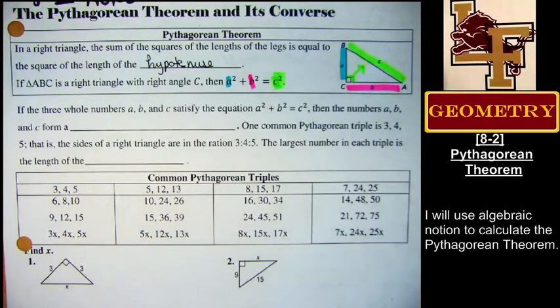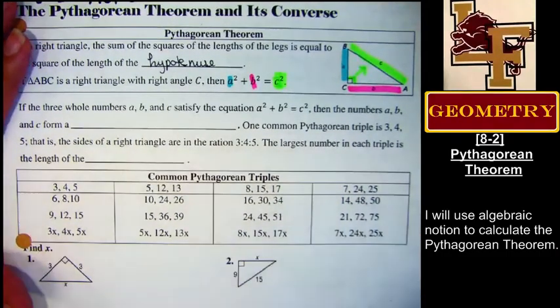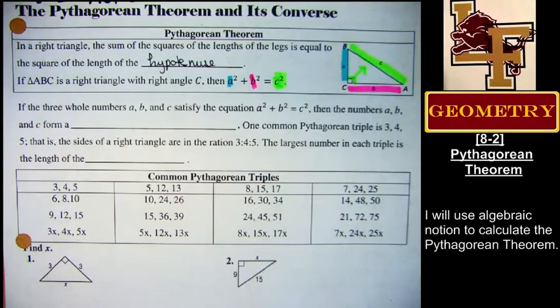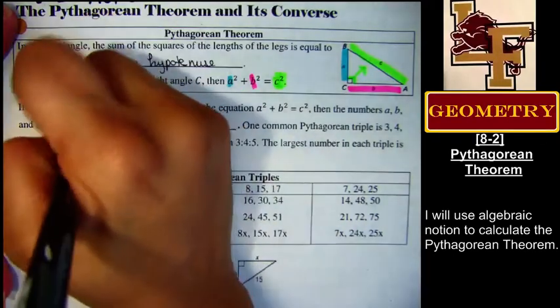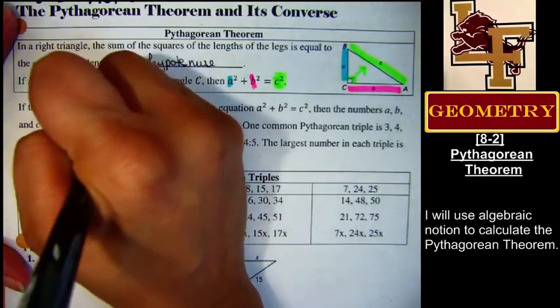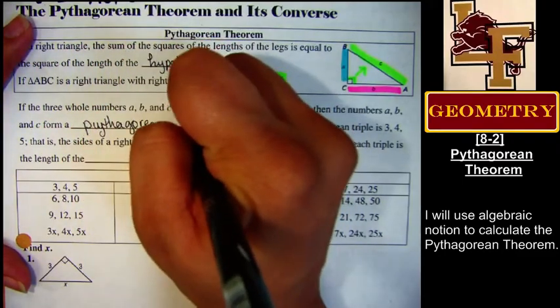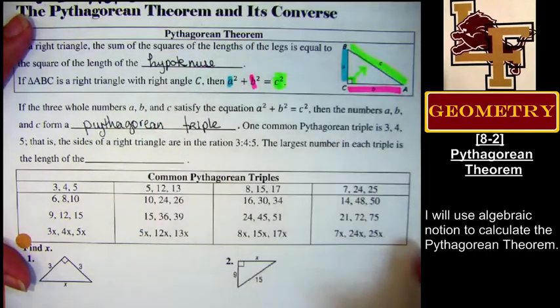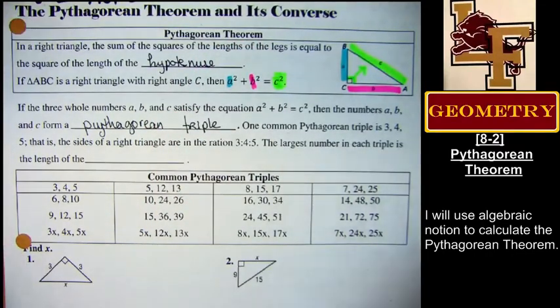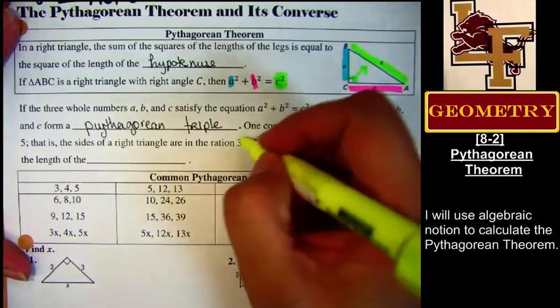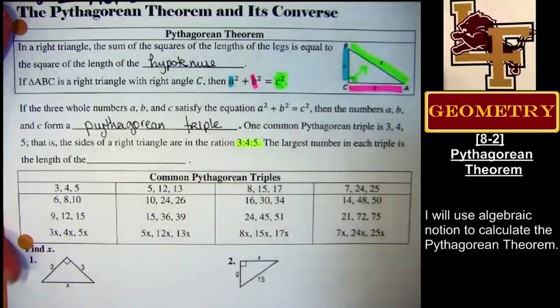hypotenuse. Okay? Now, we can have special numbers that always give us whole number answers on all three of these positions, the A, the B, and the C. And when this happens, they form something called a Pythagorean triple. See if I can spell this correctly today. There it is, a Pythagorean triple. One of the most common Pythagorean triples that are out there, and one that I want you to memorize, is the ratio 3, 4, 5.